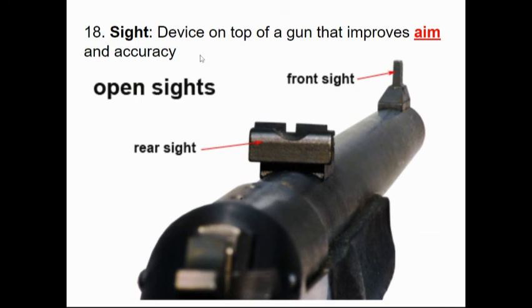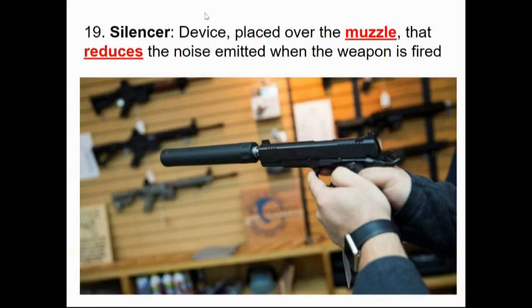The sight is usually on top of the gun. It helps improve aim. So there can be a front sight and a rear sight. There are a lot of different types of sights. So just in general, all you really need to know about it is that it's used to aim the gun to be more accurate. A silencer is placed over the muzzle and reduces the noise emitted from the weapon.